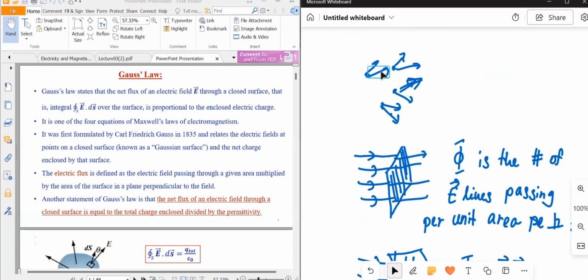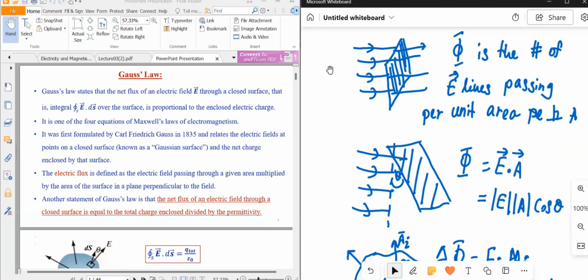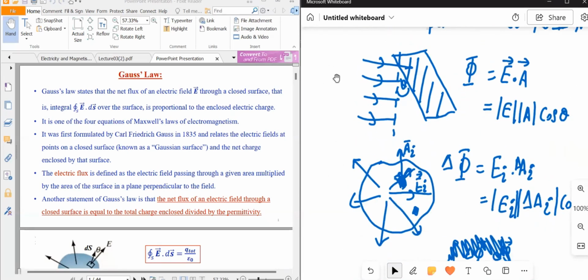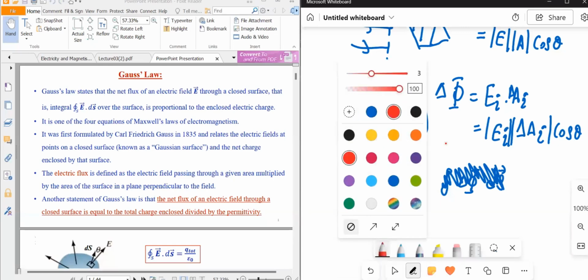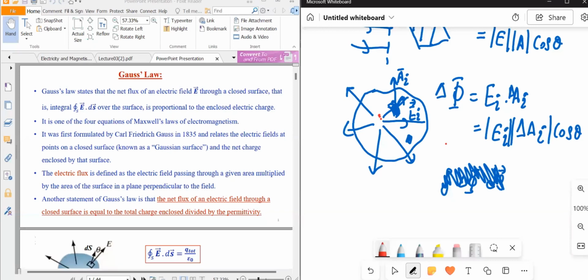So we need to have some charges in order to generate electric field lines. In order to generate each of these field lines, there should be some charges enclosed in this closed surface. Then what can we say about the electric flux that is coming through the closed surface?